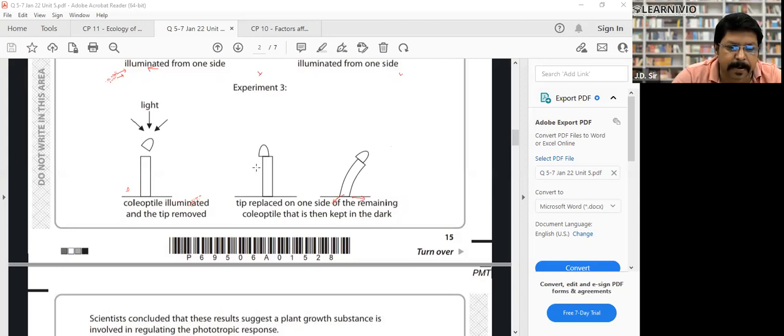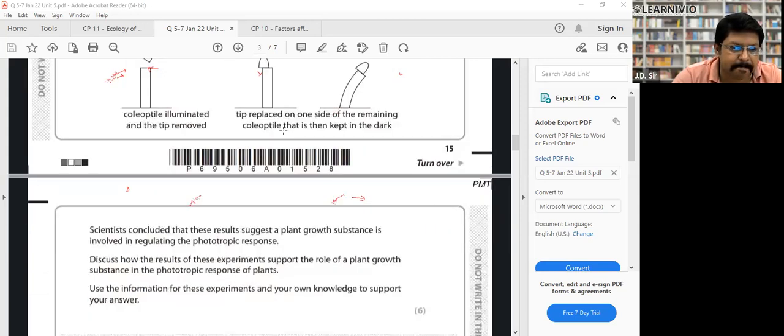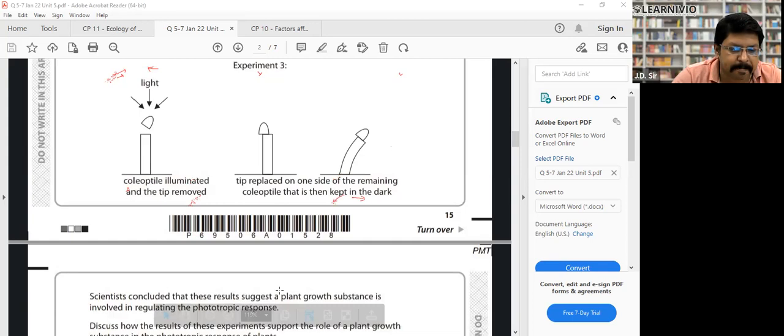Clear? Yes. So this is the question. Can you scroll down? Actually, this is not a new experiment. This experiment was done by Darwin, and that's how auxin was discovered.